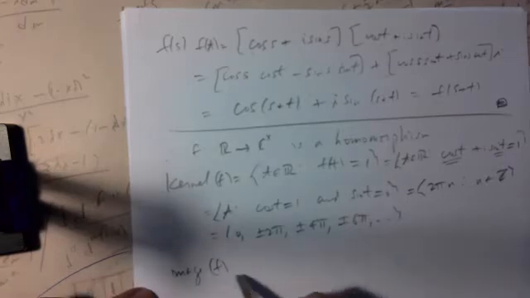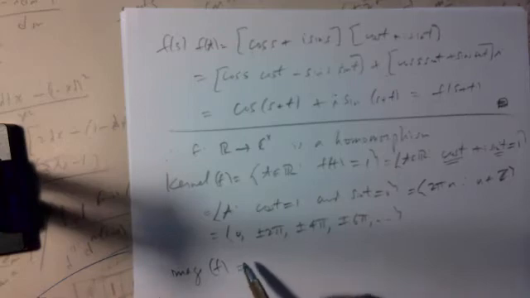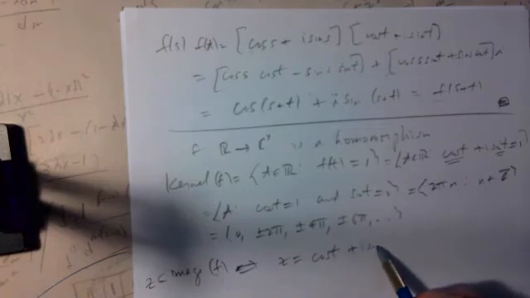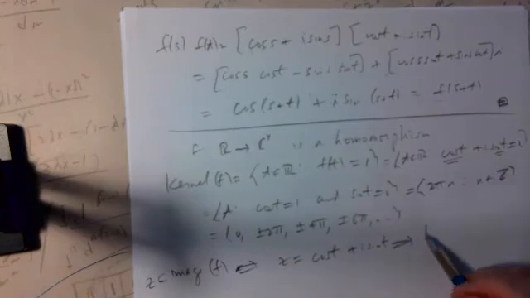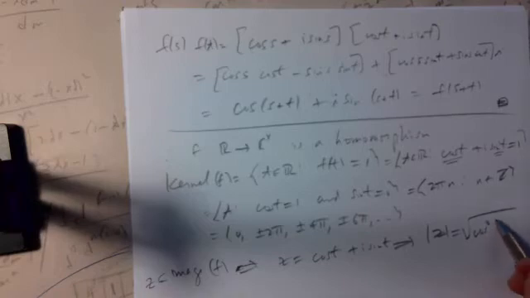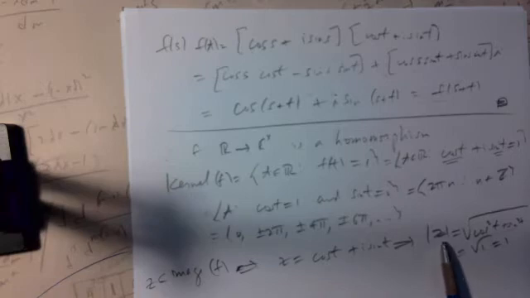And what is the image of f? Well, if you take a complex number z that's in the image of f, z is equal to cosine t plus i sine t, which means the length of z, the length of the complex number, is the square root of the real and imaginary parts, cosine squared t plus sine squared t. But this is always 1. Square root of 1 is 1. So if z is in the image, the absolute value of z is 1.